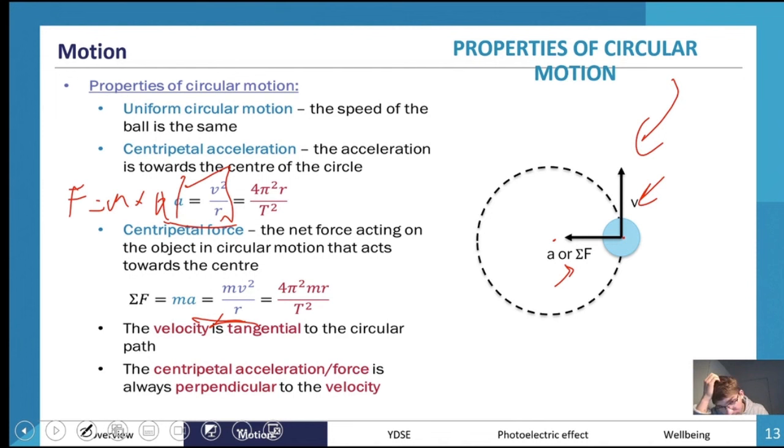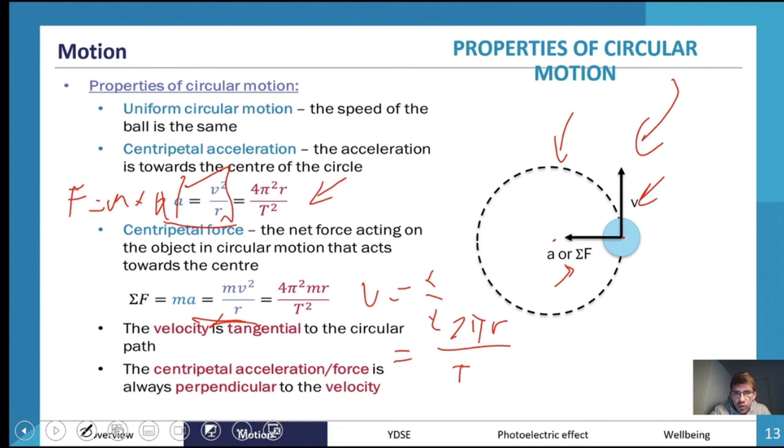The part of the equation that you need to know how to do yourself is this part here. So where did they get 4 pi squared r on t squared? Usually, they're going to use the perimeter and divide it by the period. So what is velocity? Velocity is equal to distance over time, right? And what's distance? Distance is the perimeter, so velocity is equal to 2 pi r divided by period.